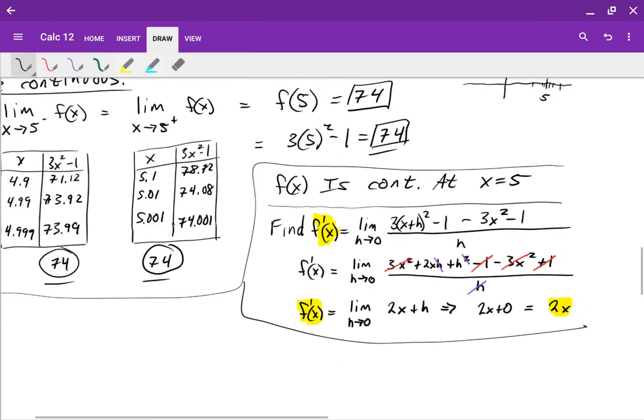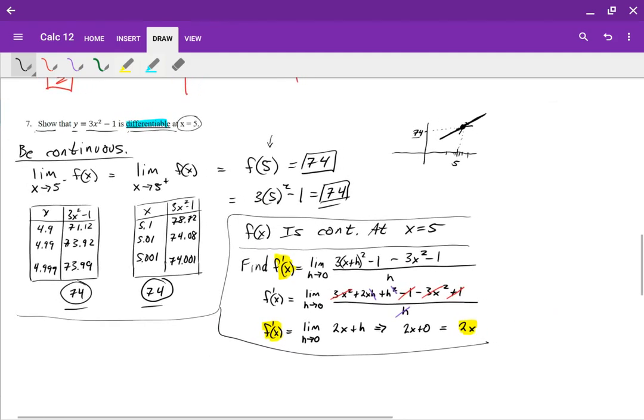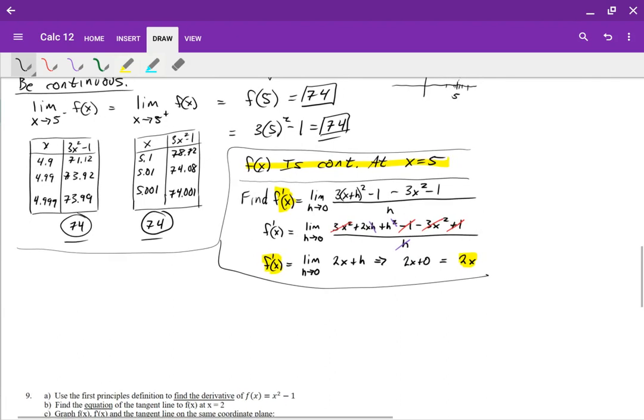All right, let's go back to the original question. The original question was show that it's differentiable. Well, we've already demonstrated that it's continuous. Now we want to demonstrate differentiability. In order for something to be differentiable, the limit as x approaches 5 from the left of the derivative should equal the limit as x approaches 5 from the right of the derivative itself.